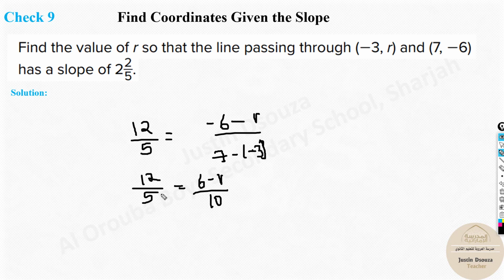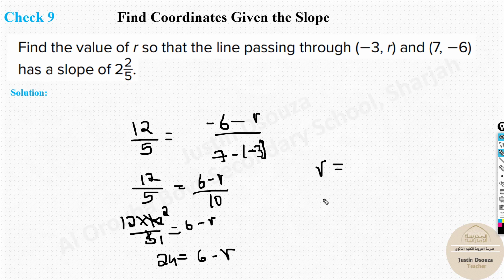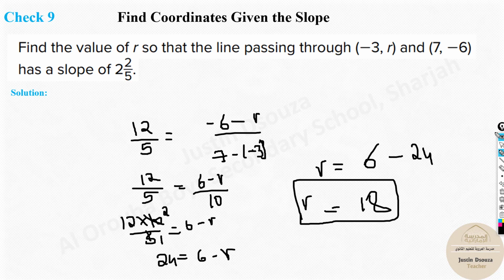Take the 10 to the other side and simplify. It will be 12 times 10 by 5 equals 6 minus r. 5 one time, this is 2 times, and 2 times 12 is 24 equals 6 minus r. Now very important to remember, r is negative, so r goes to the other side, becomes positive. 6 remains here. This 24, positive 24 to the other side becomes negative 24 equals 18. R equals 18. So this is the thing.